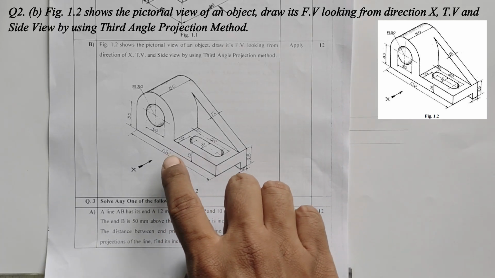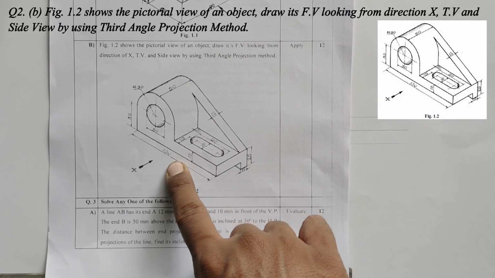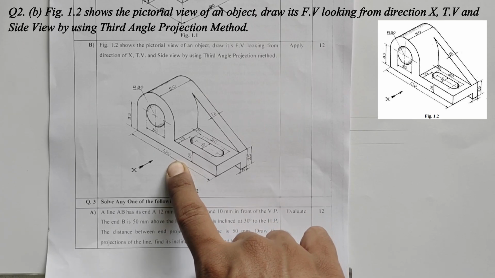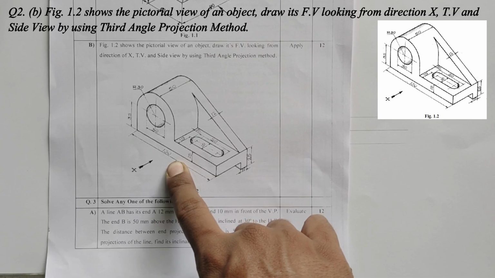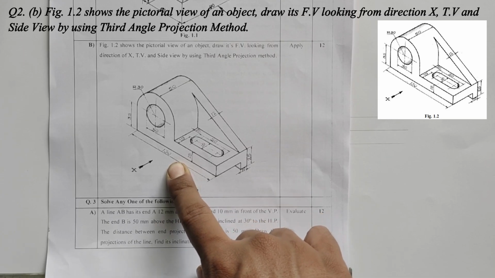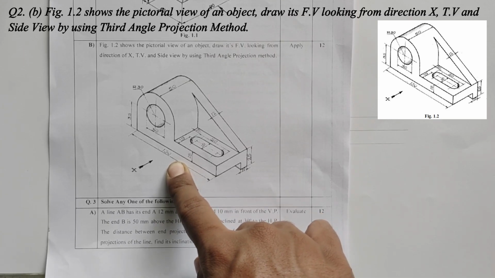So as you can see, for this object you will have right hand side view, and as per the third angle projection method, right hand side view will be on the right side of the front view itself. Also, the front view will be below and the top view will be above.